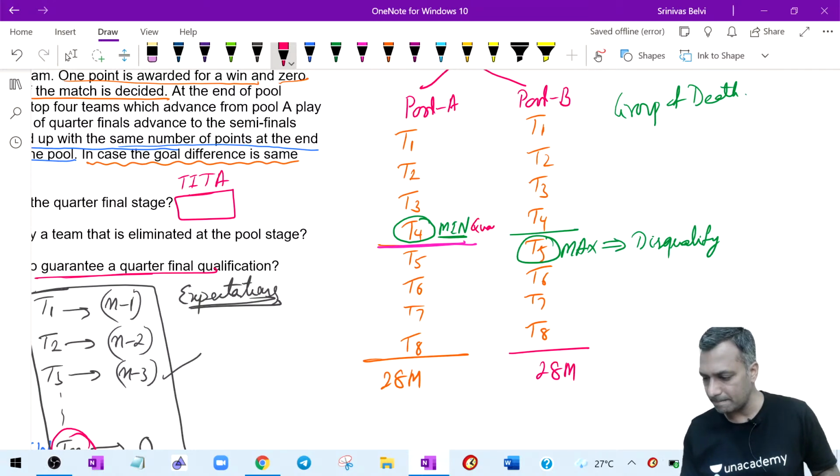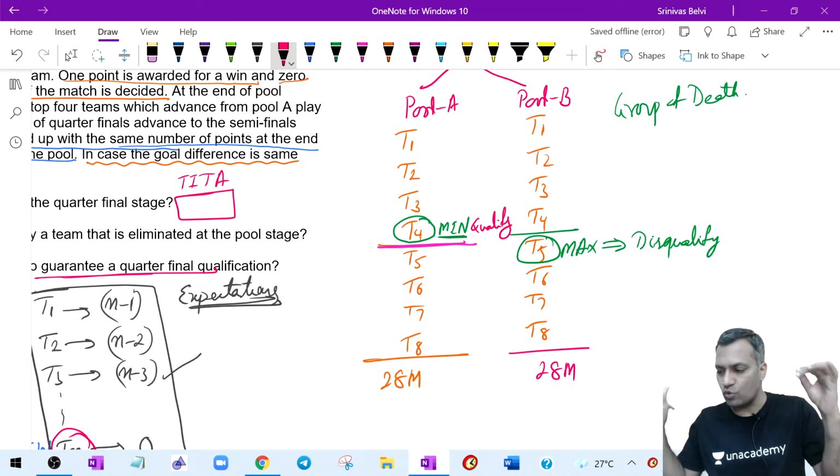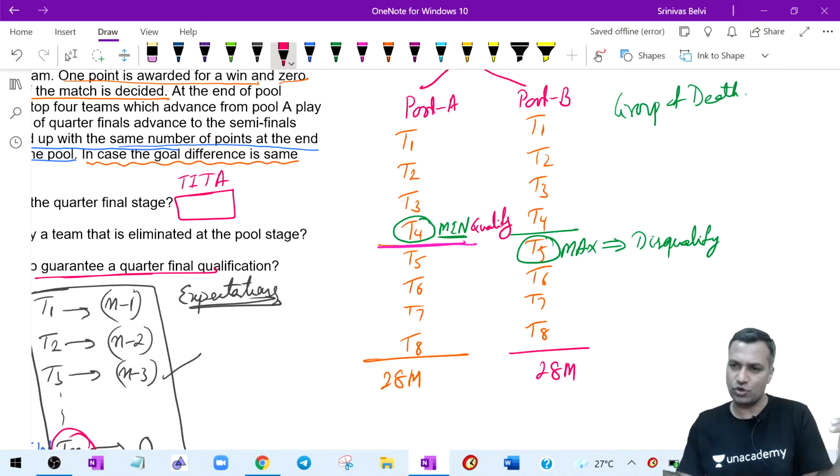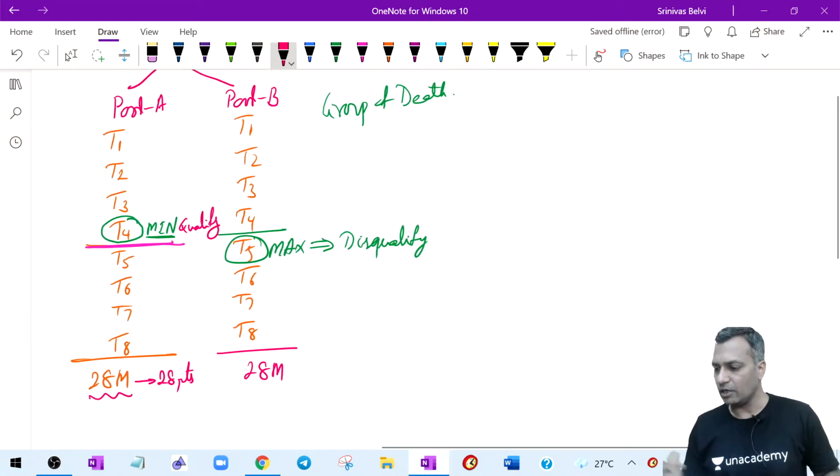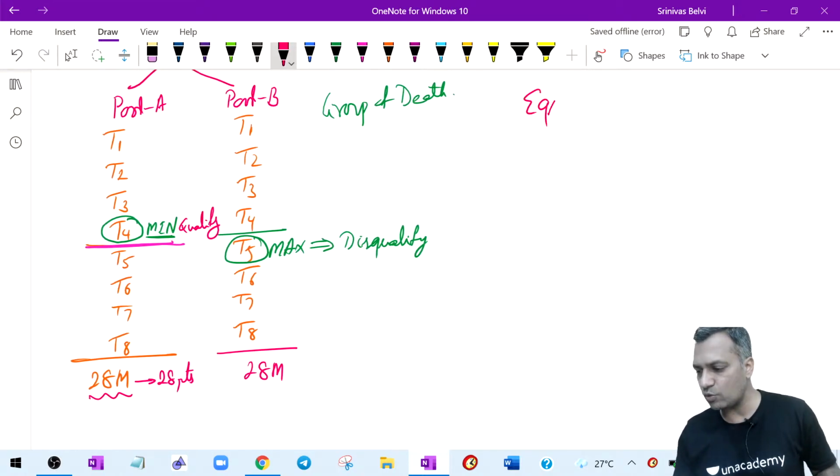What is this minimum? The minimum required to qualify, or the maximum required to disqualify. Out of 28 matches, every match has 1 point, therefore there are 28 points on offer. Now understand this: it goes by the equal distribution technique. What do I mean by the equal distribution technique?